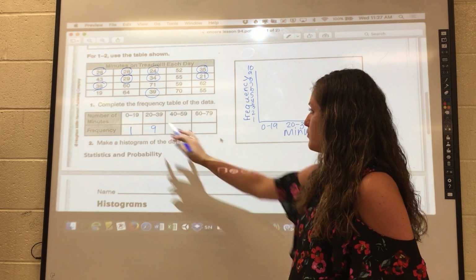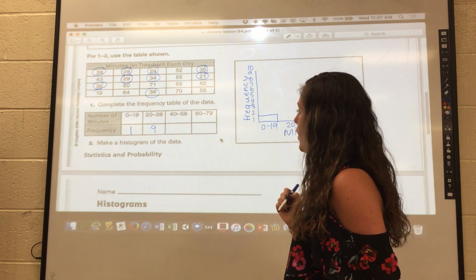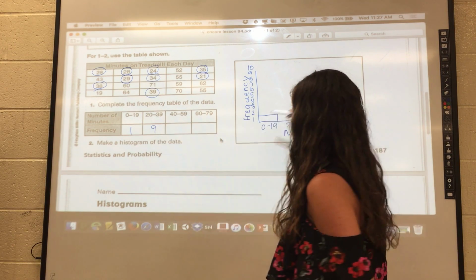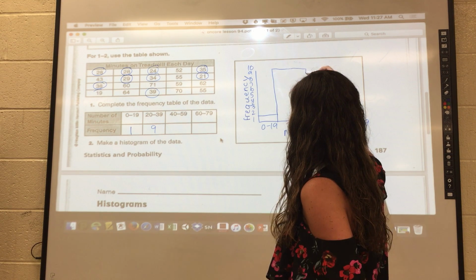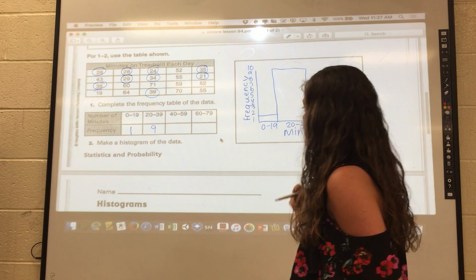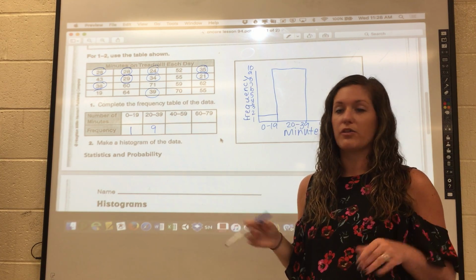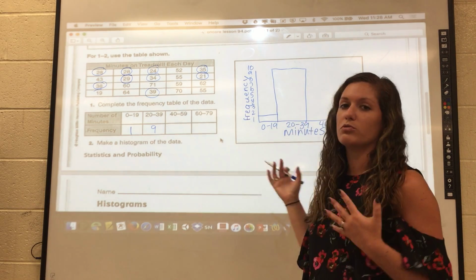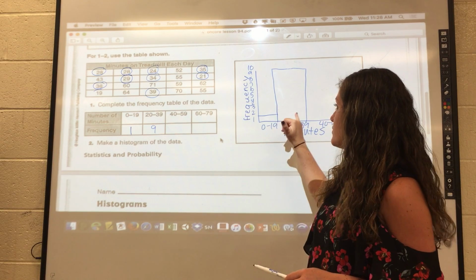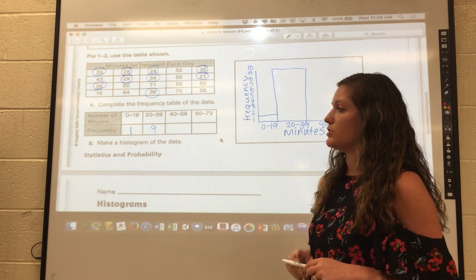Okay. Now from 0 to 19, it occurred once, so I'm going to make a bar up to the 1. But from 20 to 39, it occurred 9 times, so I'm going to make a bar up to the 9. Again, you can leave them open, you can shade them, you can do either or, you can do every other, whichever way you want to do, but you can see that we have a visual representation of this occurring a lot more in the 20 to 39 range than it did in the 0 to 19.